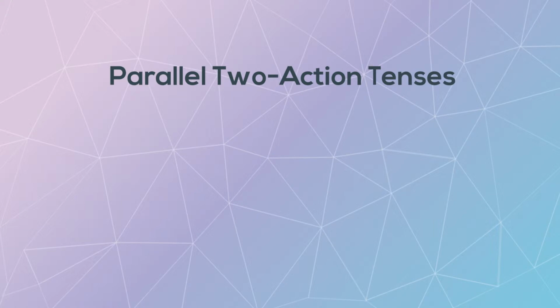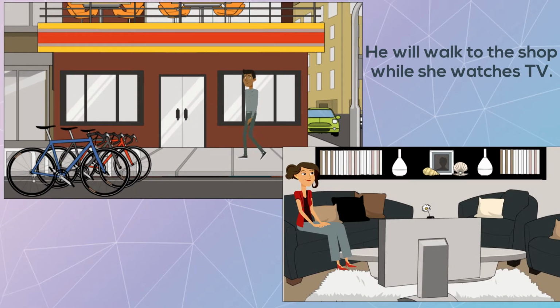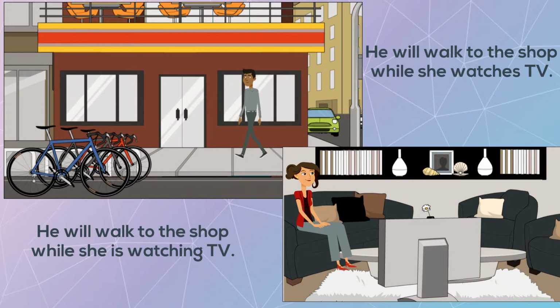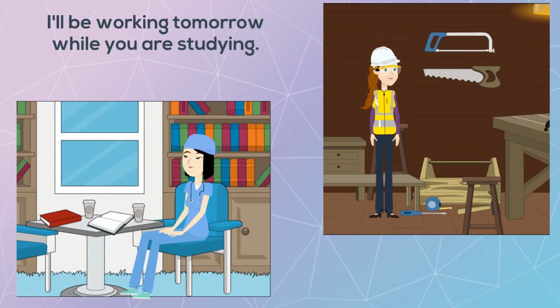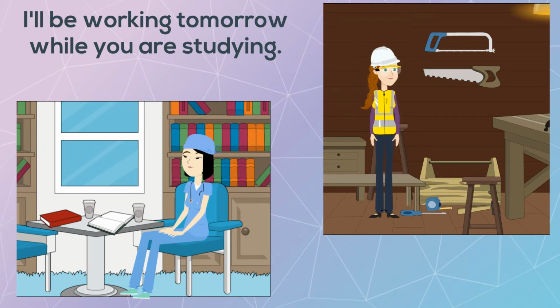Some other examples of parallel two-action tenses are, he will walk to the shop while she watches TV. He will walk to the shop while she is watching TV. Or, I'll be working tomorrow while you are studying.